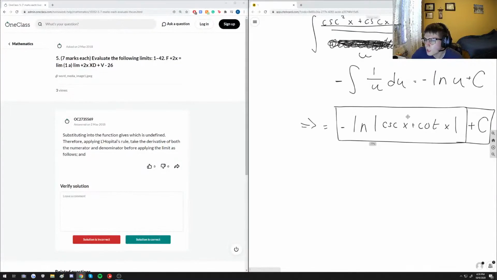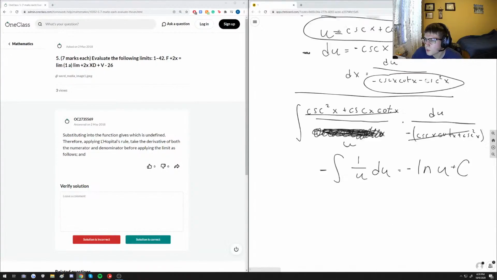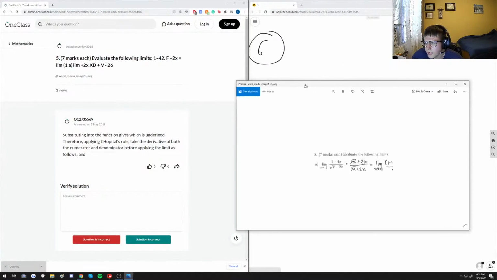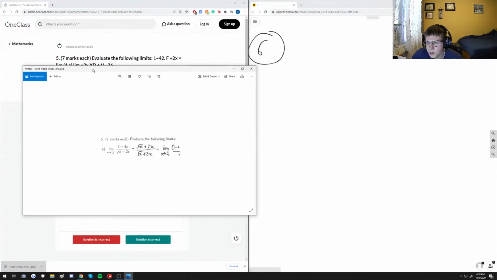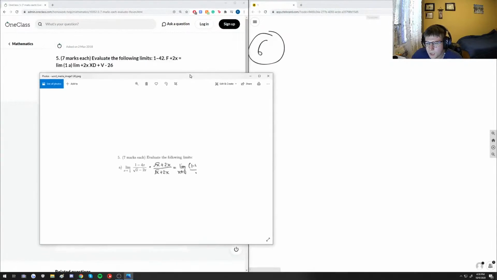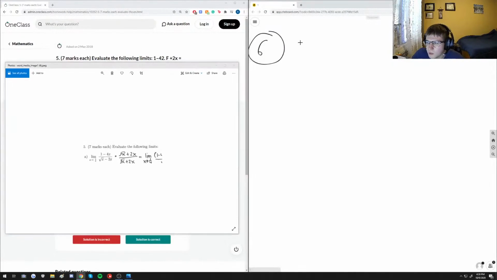Alright, so moving on to what number is this? Number 6. I got thrown off by this number 5 right here. I knew it was number 6. And we're going to evaluate the following limits. So we have this image here, and this is the limit that we have to evaluate. And there's nothing else, right? Okay. So I'm just going to copy this over.